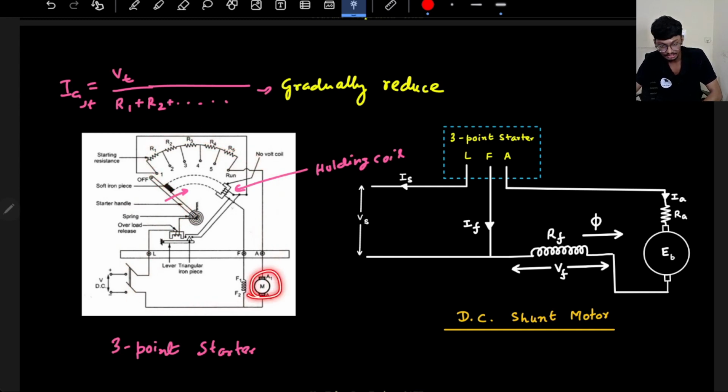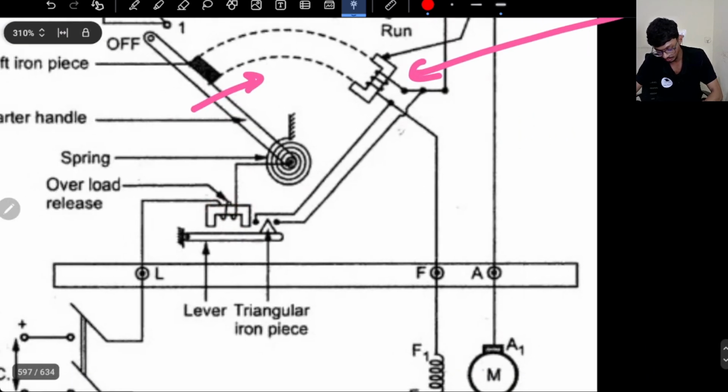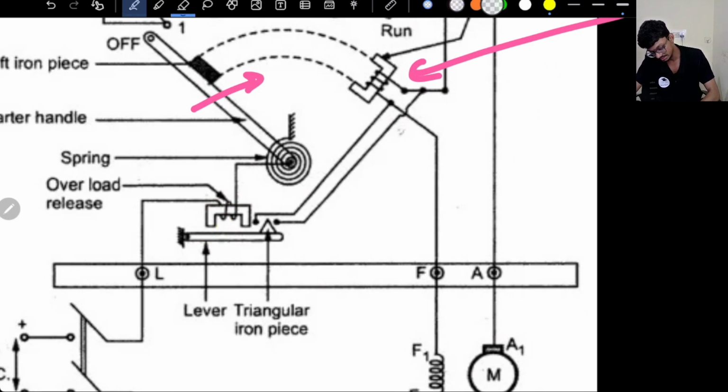So for some reason, if there is some damage or something, if the armature current is going very high above a preset value, then this overload coil will be magnetized to a very high value, and this lever will be pulled up. If this lever is pulled up, then what will happen? This is a copper piece, iron piece. It will simply short circuit these 2 points.